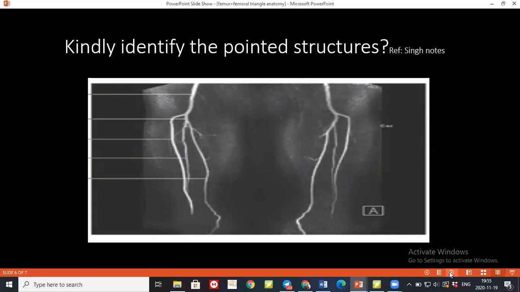Very good. Okay, can you tell me how many compartments there are in the leg? Yes, ma'am. In the lower leg, there are actually 4 compartments.